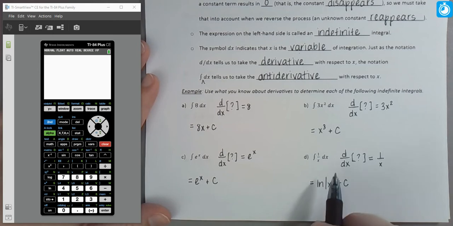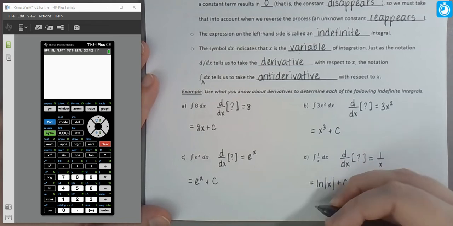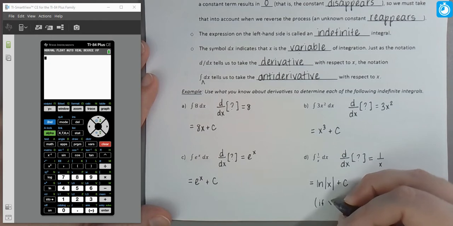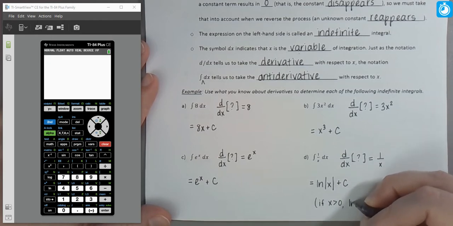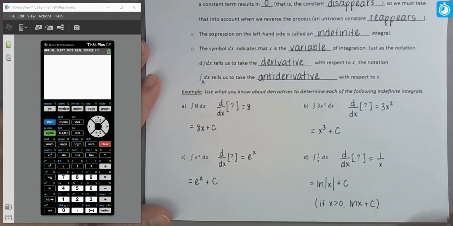So we have to indicate that for anything plugged into this function, the absolute value bars will take it and make it positive. So if the value of x were already positive, the bars don't change anything. If the value of x were negative, they would flip the sign and make it positive so that this expression is defined. So if x were already greater than 0, then we could just think of this as plain old natural log of x plus c. But in general, when we antidifferentiate and we end up with a natural logarithm, we're going to provide those absolute value bars to take care of that potential issue.